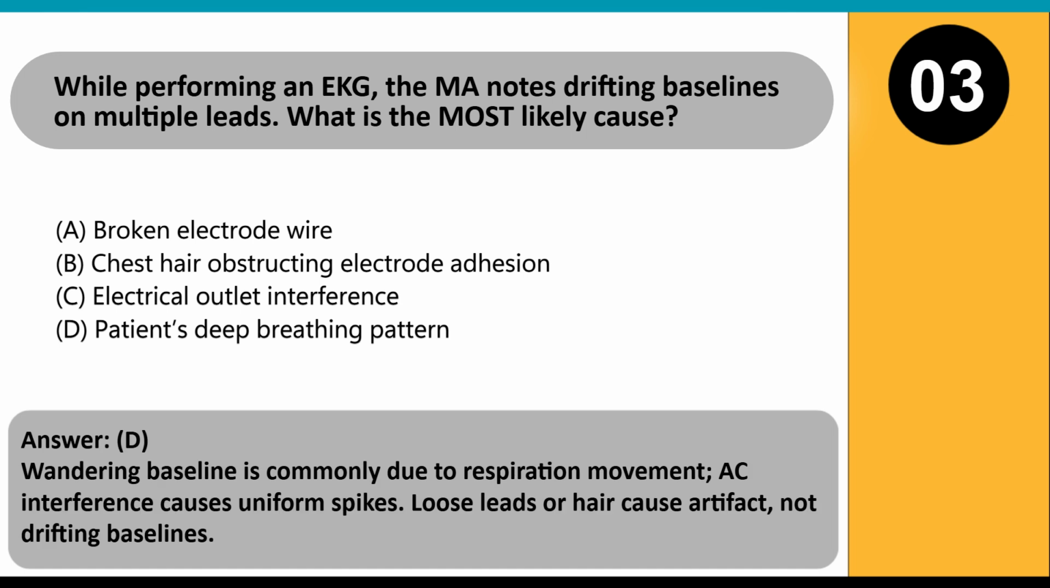Wandering baseline is commonly due to respiration movement. AC interference causes uniform spikes. Loose leads or hair cause artifact, not drifting baselines.